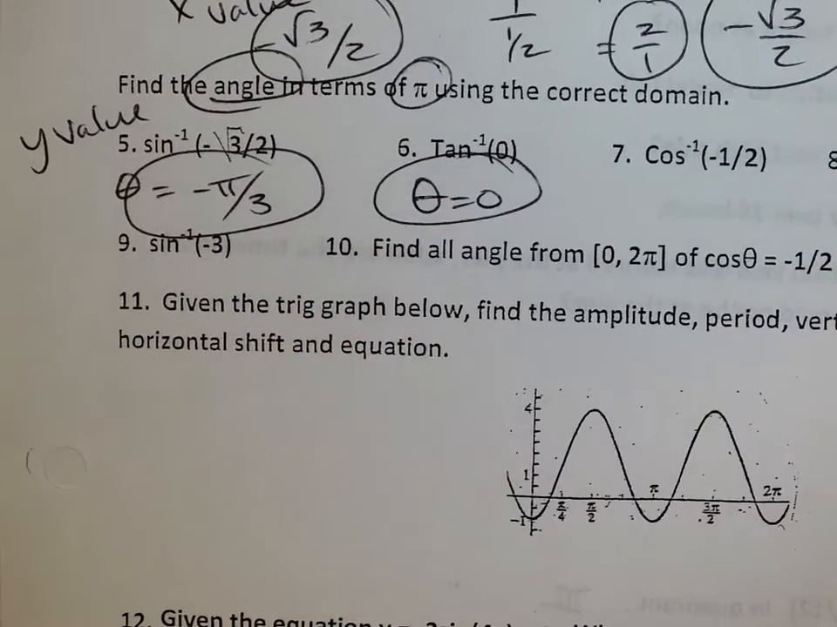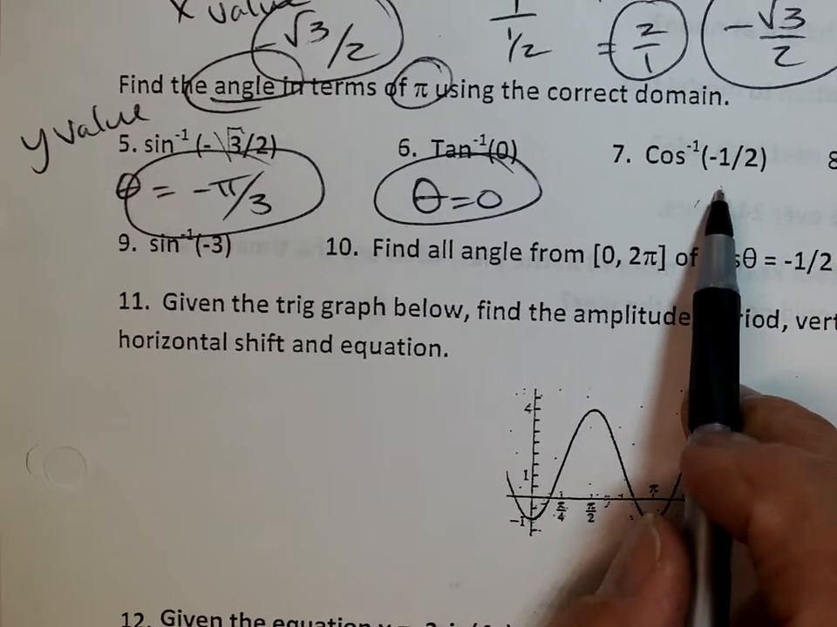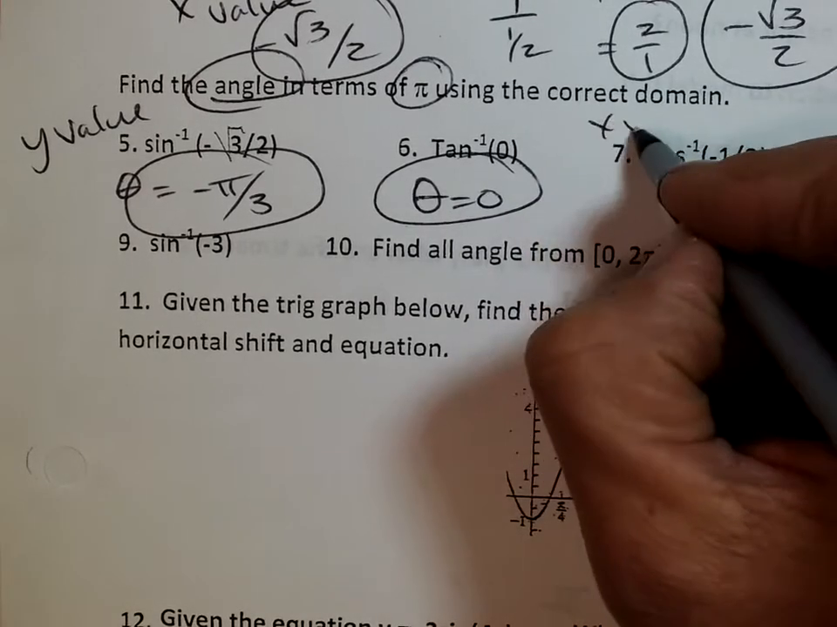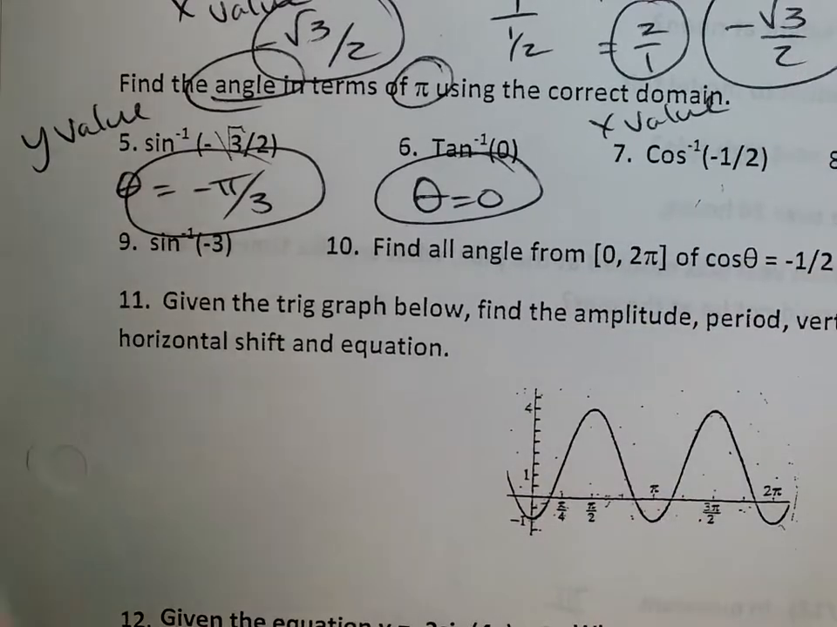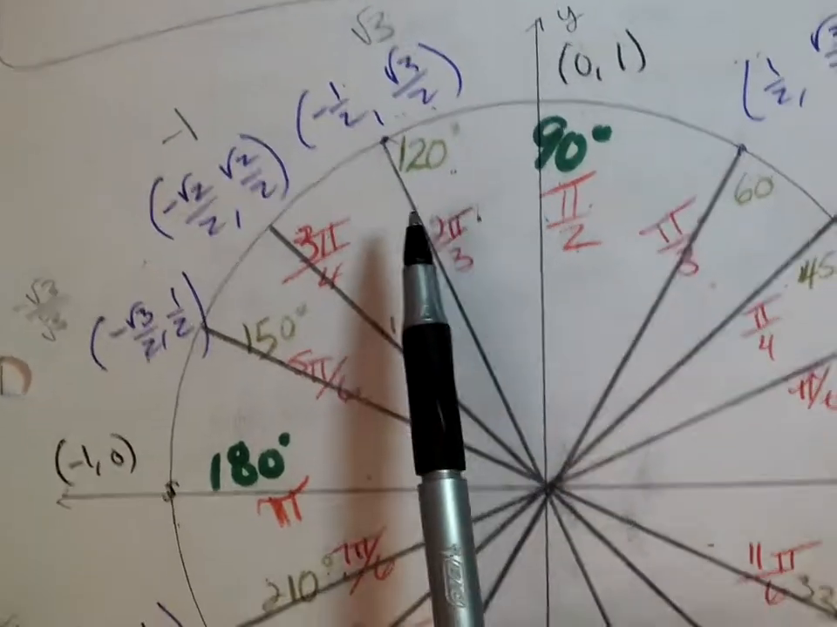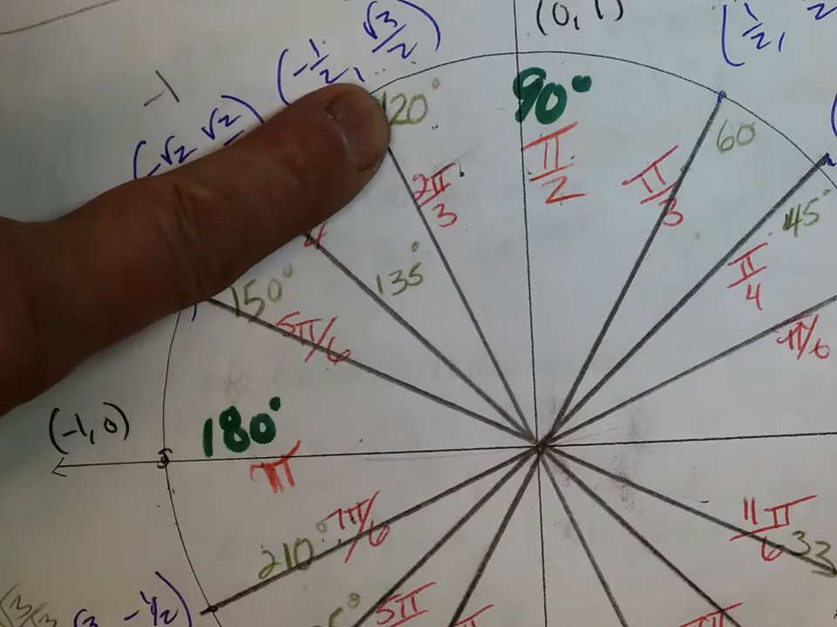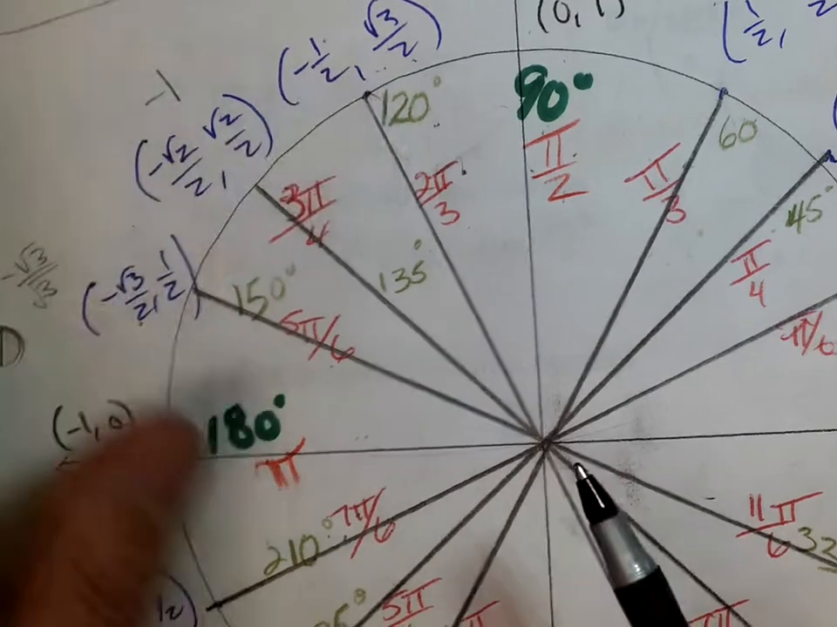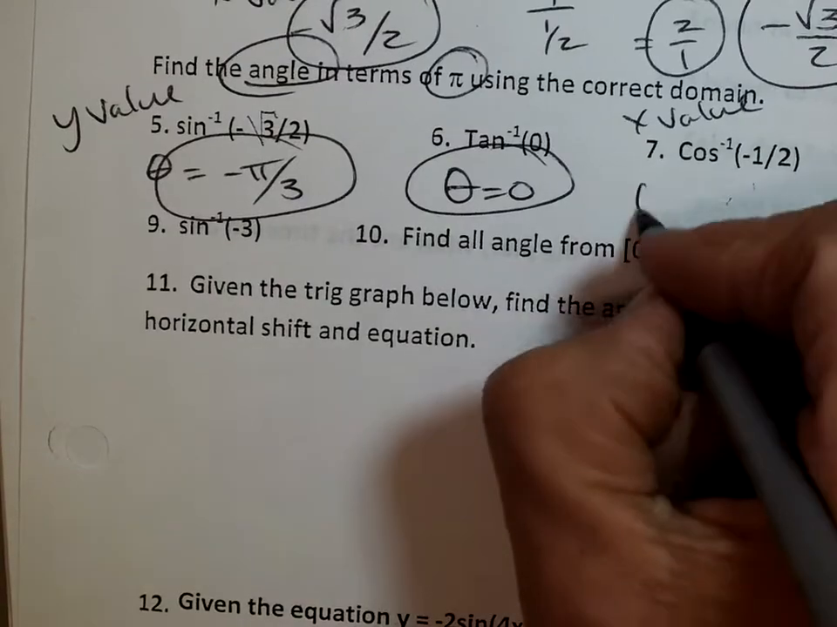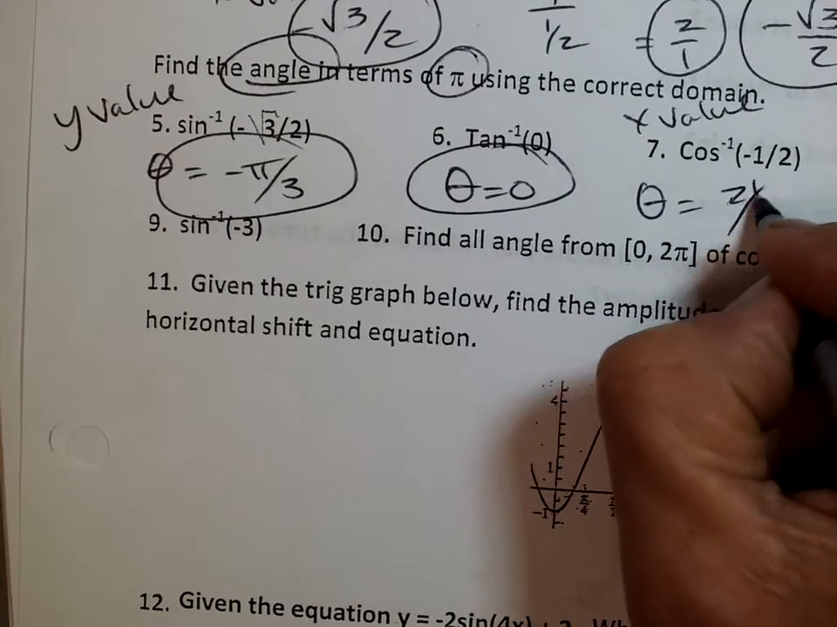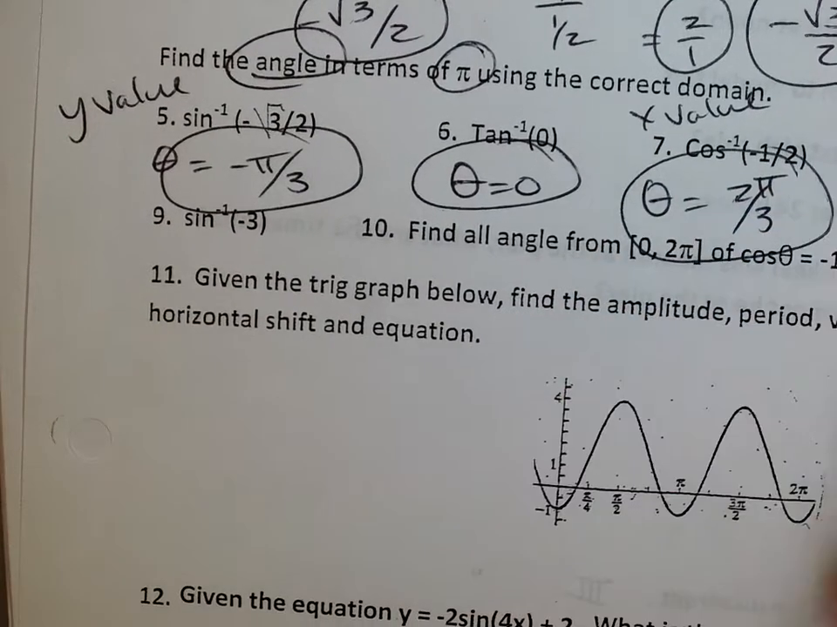Okay. Cosine negative 1/2 is an x value. This is my x value. So I'm looking for negative 1/2 for x value, which is here at 2 pi thirds, or all the way over here at 4 pi thirds, but which was closer? 2 pi thirds, right? So theta is 2 pi thirds, okay?